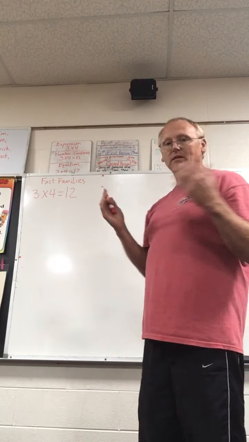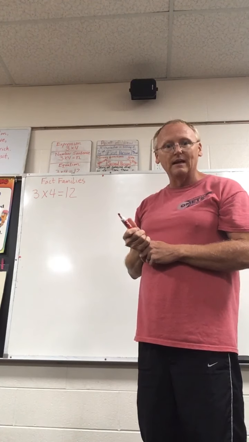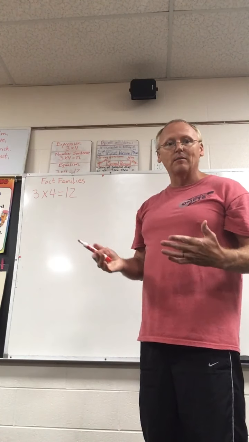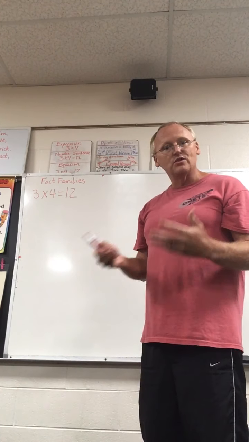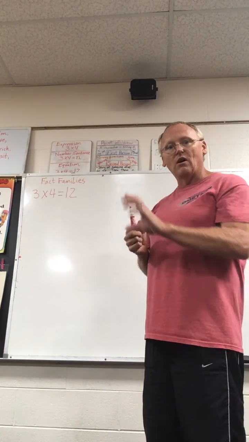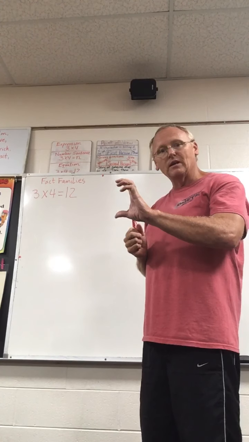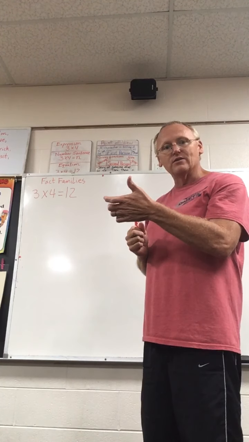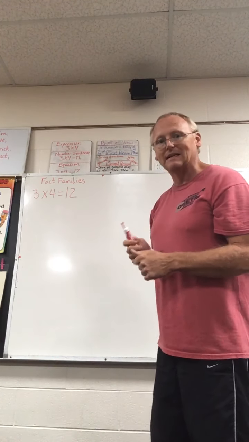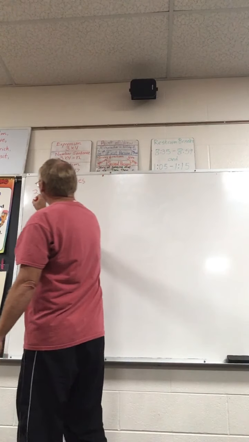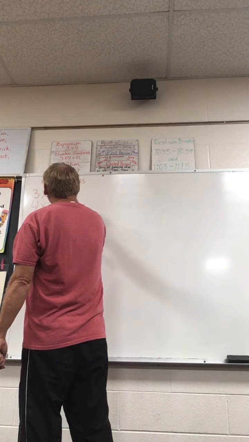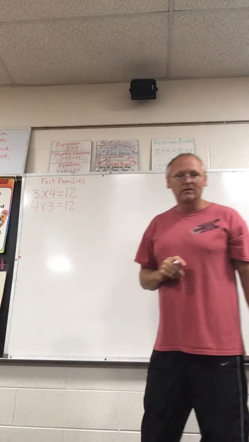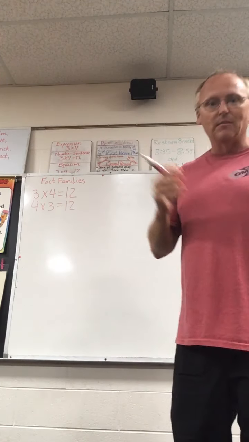Now, we have another fact that's related to that. It's in the same family. So what that means, it's going to have all of the same numbers. It's just going to be arranged differently. So all we have to do for the multiplication one is flip the two factors. Those are the two numbers that you multiply together. So we can change it to 4 times 3 equals 12. So that's another member of the family.